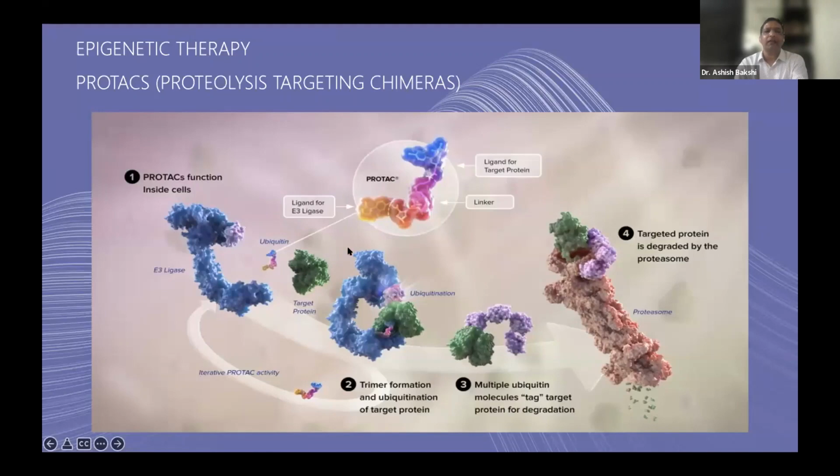This ligand will get attached to the target protein here, and the protein will be ubiquitinated by the E3 ligase, and eventually there is a trimer formation of the drug, the linker, and the E3 ligase. Multiple ubiquitination tags will keep on being added to this protein, and eventually this protein will be marked for the proteasome machinery, where the proteasome will degrade this protein and bring about the destruction of the unwanted protein.